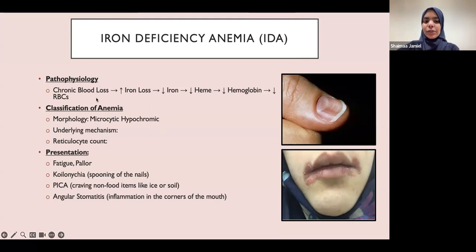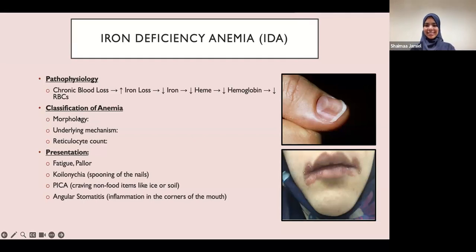So if you have malabsorption, or this is the most common cause, you're chronically losing iron through chronic blood loss, then you will have decreased iron in your body. And if you have less iron, then you will have less heme synthesis, right? Because it's needed for the heme. And if you have less heme synthesis, then you will have less hemoglobin. And if you have less hemoglobin, you will have fewer red blood cells, and therefore you have anemia, right? Does this pathophysiology make sense? All good? Okay.